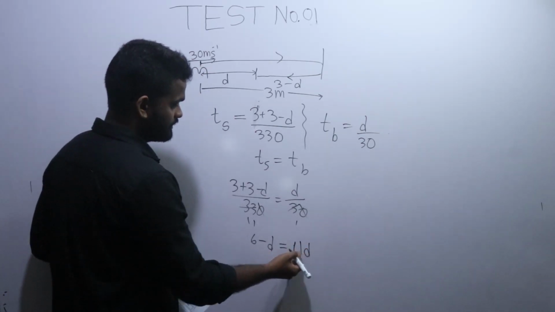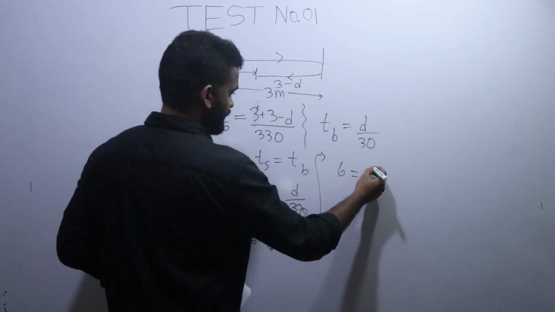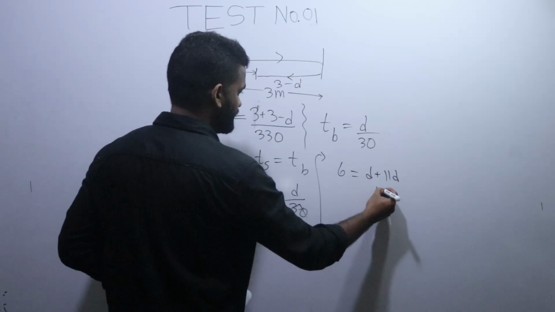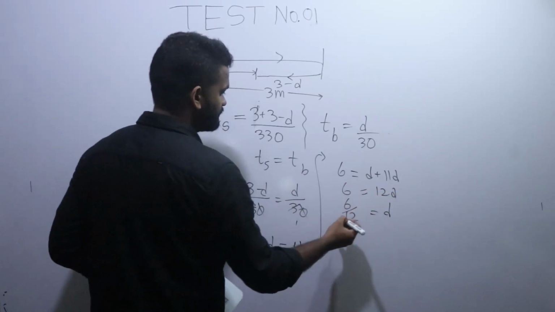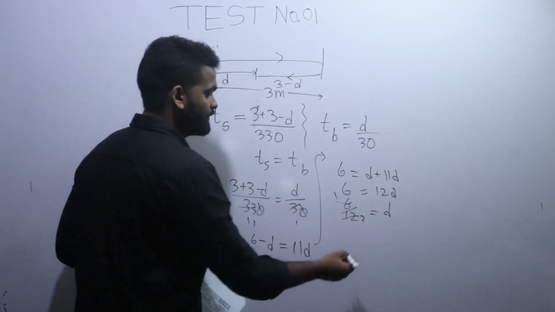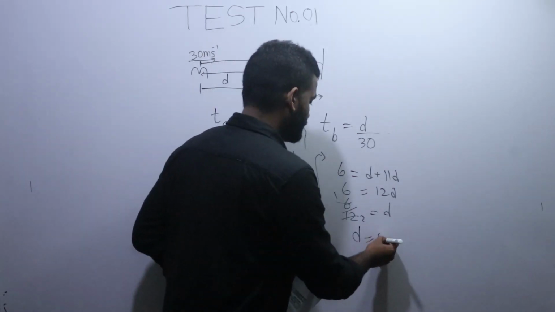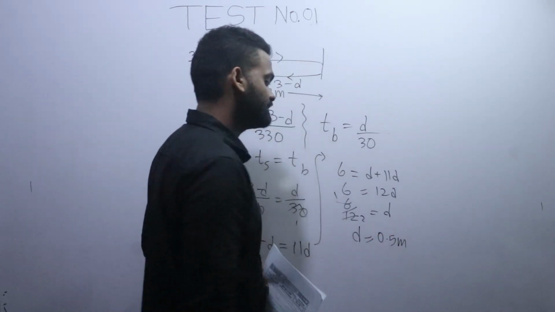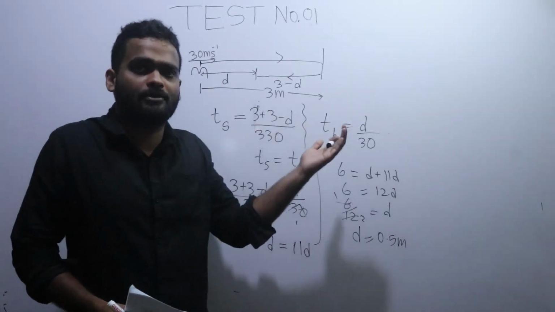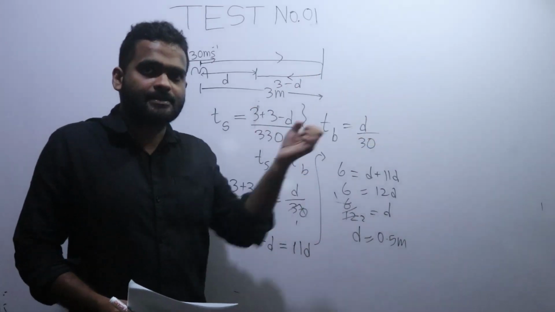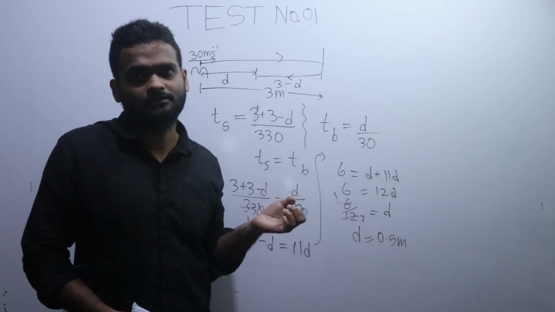Then put d to this side, then 6 equals d plus 11d. 12d equals 6. Then d equals 6 divided by 12. It is half. So the distance that bat moved is equal to 0.5 meters. So as the bat moves a distance of 0.5 meter, echo of its sound would be heard by the bat.